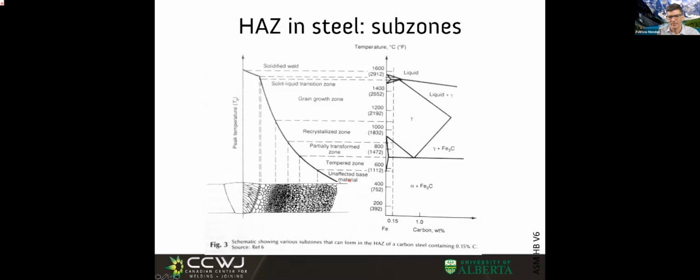One is nothing happened, unaffected base material. Then we have the tempered zone. That is something that did not transform, but got tempered because it got so hot. A partially transformed zone that corresponds to the intercritical region. And then we have two: full austenization at low temperatures that people call the recrystallized or fine grain zone, and the austenization at high temperatures in which there is grain coarsening. And then the 6 would be the weld metal, which we discussed in the previous set of slides.